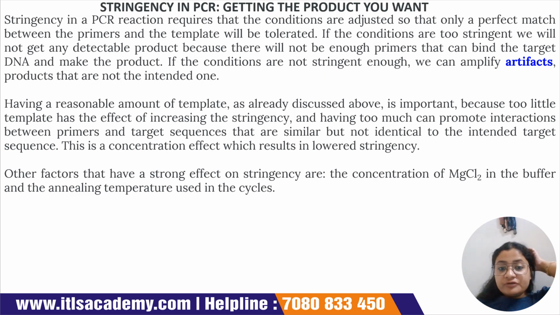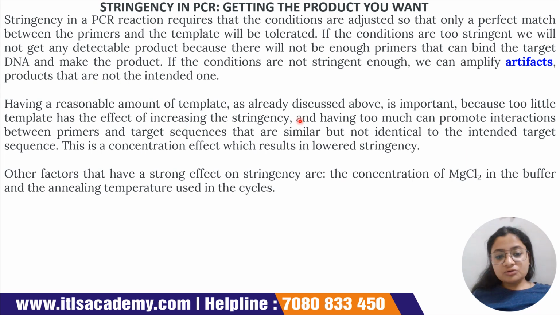Okay, now how will we get the product that we want? What is the stringency in PCR? So it requires that the conditions are adjusted so that only a perfect match between the primers and the template will be tolerated. If the conditions are too stringent, we will not get any detectable product because there will not be enough primers that can bind the target DNA and make the product. If the conditions are not stringent enough, we can amplify the artifacts, products that are not the intended one. मतलब जो product हमें मिलेगा amplified वो हमें नहीं चाहिए होगा.